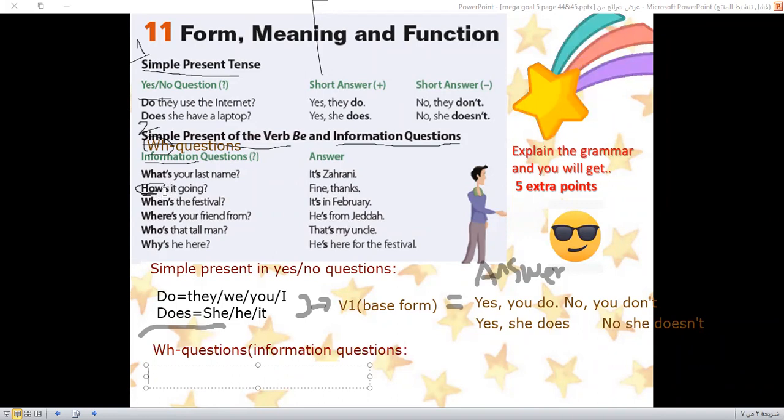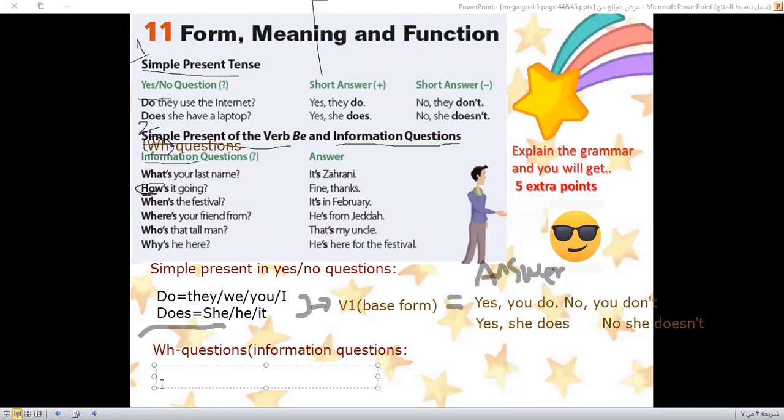As you can see here, there is an apostrophe here فاصلة and then S, which stands for what? ماذا يعني هذه الفاصلة with S? Do you know? What's your last name? How is it going? When's the festival? Where's your friend from? Very good. Thank you, Muhabba and Jude.